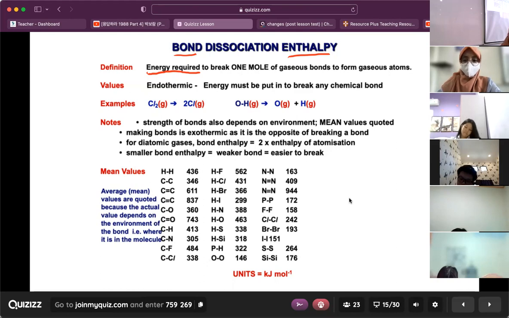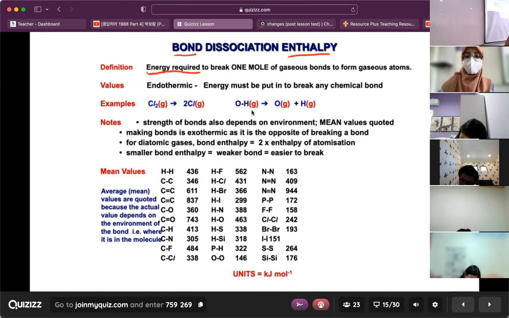And if you have, for example, chlorine molecule becoming chlorine atom, how much energy do you need to break down Cl2 in a gaseous state into Cl atoms in a gaseous state? You can look at here. The energy you need to give to the chlorine is about 338 kilojoule per mole.